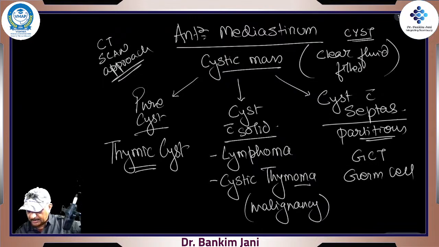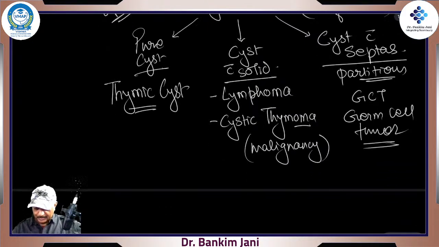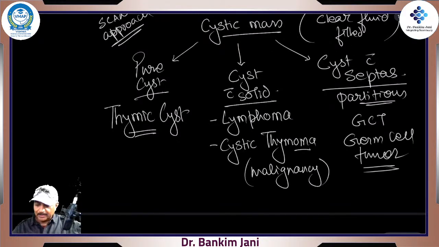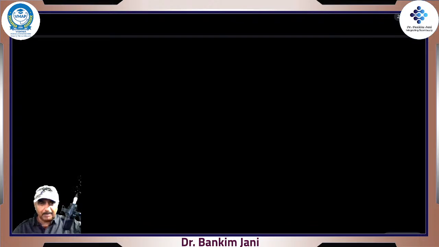Germ cell tumor, we'll talk about it, right? Don't worry, germ cell tumor. So basically these are the tumors which are the growth of cells from reproductive cells. Lobules, that is in septas, you'll see that, right? Typical septa. So thymic cyst, lymphoma, and cystic thymoma, they are malignancy, and this germ cell tumor. See, if we just speak a bit about germ cell tumor, this would be very helpful. This GCT or the germ cell tumor.